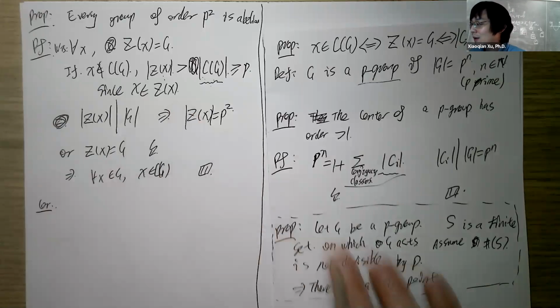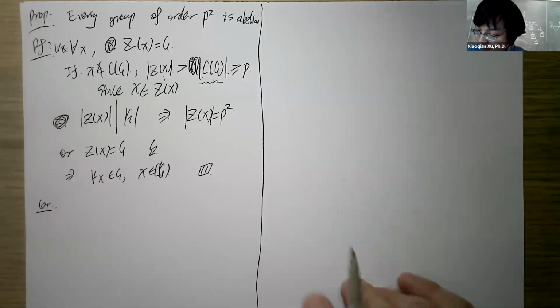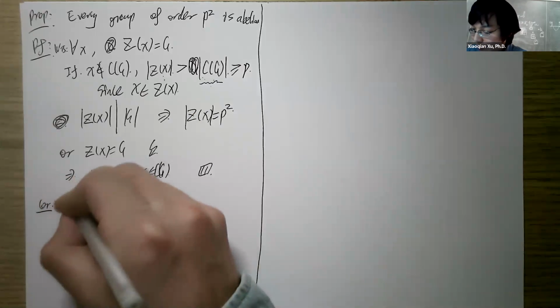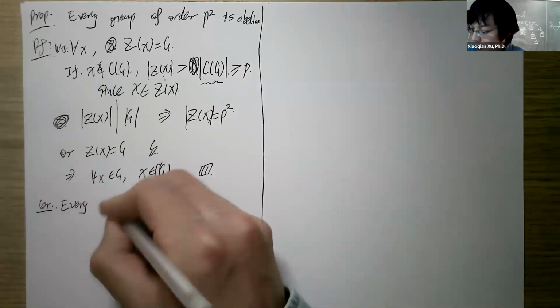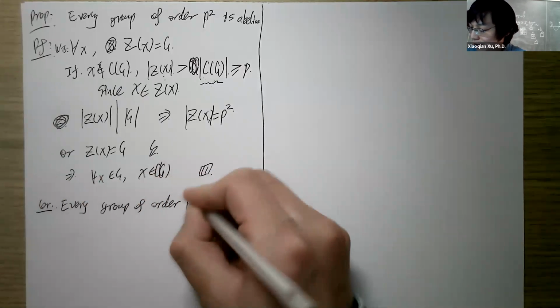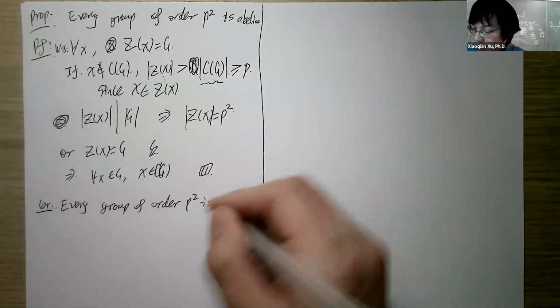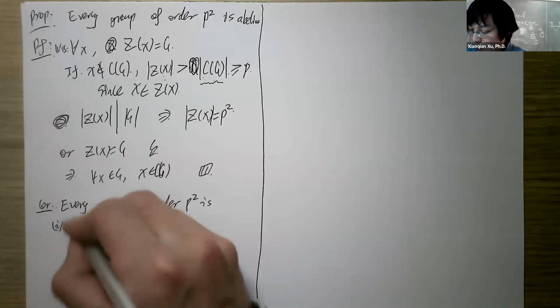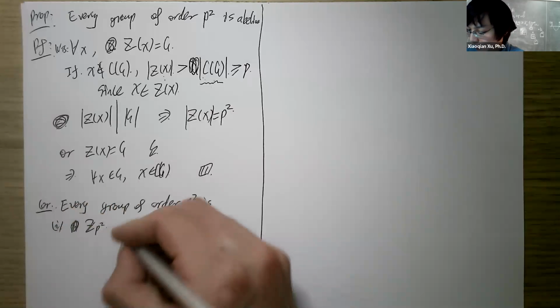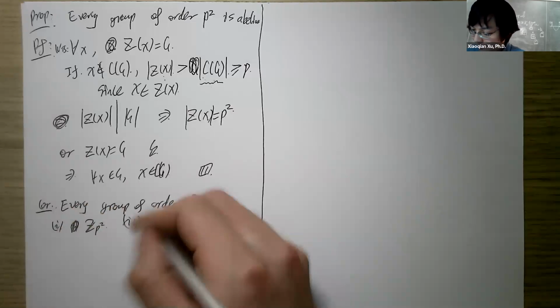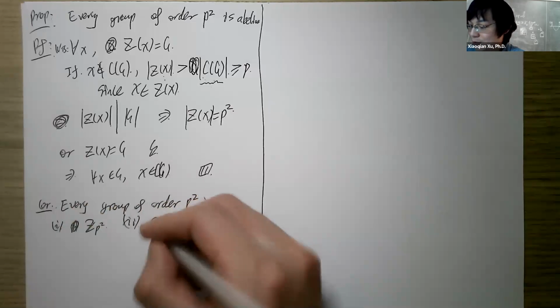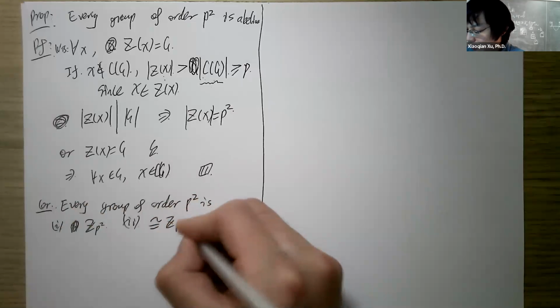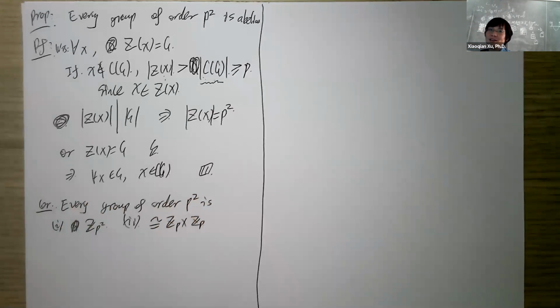And from this, a direct corollary is that every group of order P squared is either ZP squared, a cyclic group, or isomorphic to ZP cross ZP, which means all the groups of order P squared have the simplest structure we can imagine.